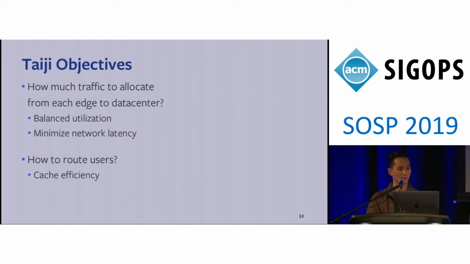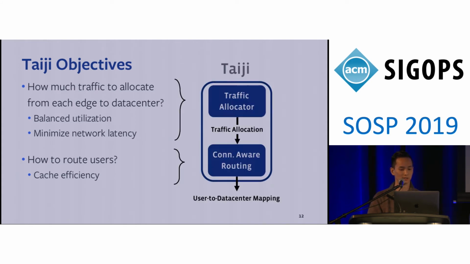So there are 2 fundamental questions. The first is how much traffic to allocate from each edge node to each data center, and this has an impact on balancing the utilization and minimizing the network latency. The second question is how to route the users, and as discussed before, this affects cache efficiency. We answer both of these questions with Taiji. So I'll go into the details of each of these components, but first here's a high-level overview of how these 2 components work.